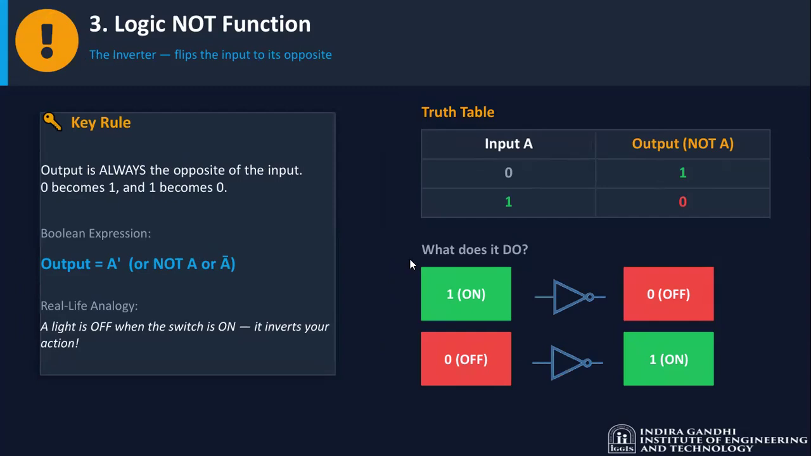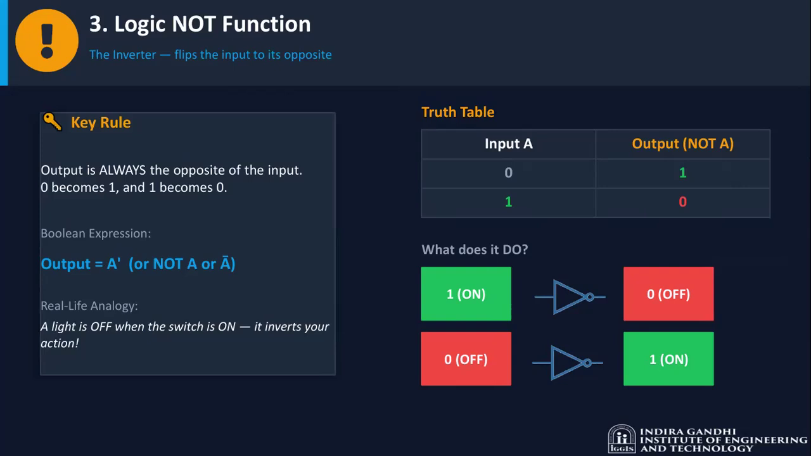Next one is the logical NOT gate. This is the simplest of all the gates. So this is the symbol of the NOT gate, and it's also called an inverter gate because if we give input as 1, we get an output 0. Similarly, if we give an input 0, we get an output 1. So output is always the opposite of the input. That is why it's also called the inverter.